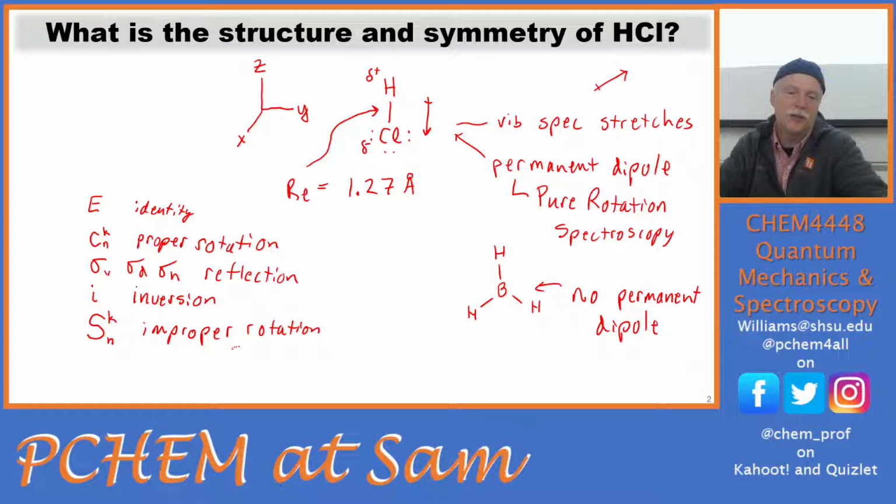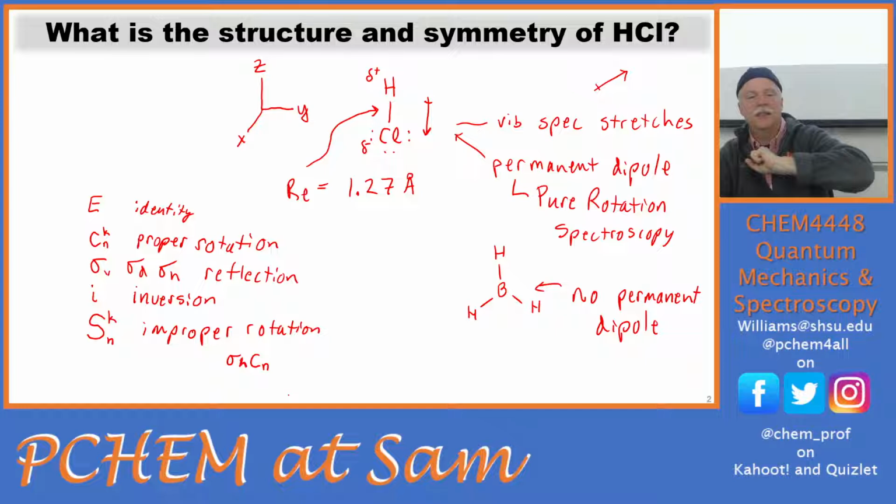Improper rotation, which is also the rotation reflection. So it's a sigma H operating after a Cn. So we do a rotation around, actually it's Cn over 2. Let's see. No, we'll leave it like that. You know, you rotate it like an S6 would be rotated 1/6 of a turn and then reflect it through the horizontal plane.